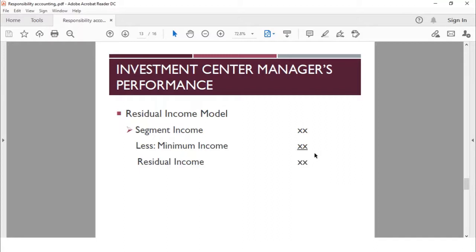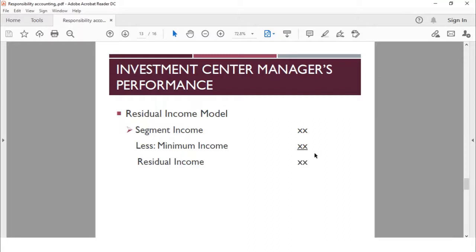Now, because ROI uses absolute amount as basis of evaluating the acceptance of a prospective investment or in evaluating the performance of an investment project, na form part ni ang imuhang residual income. When you say residual income, it is your segment income less your minimum income, so that is your residual income.